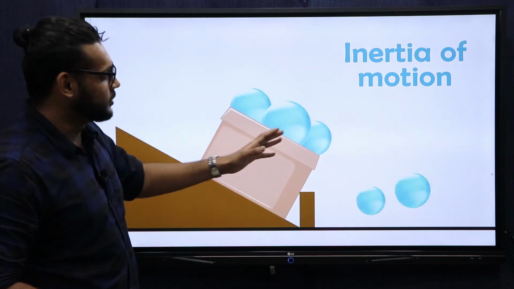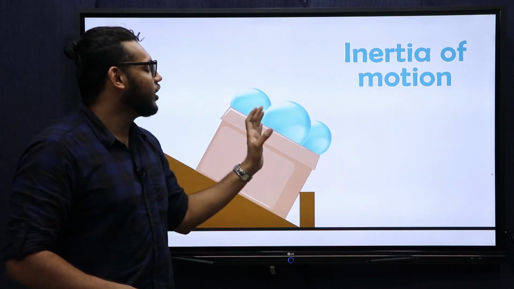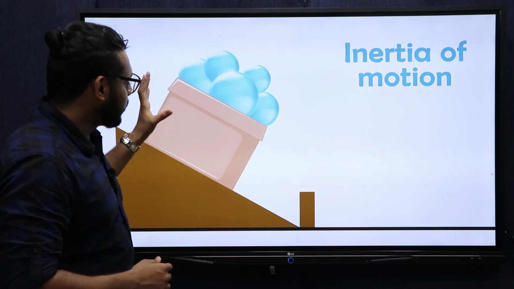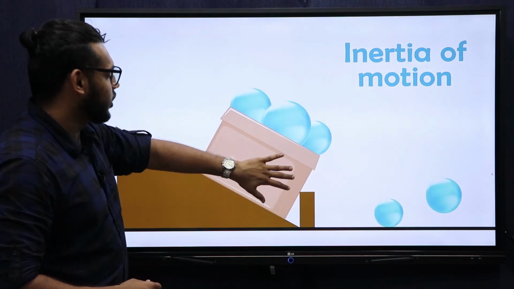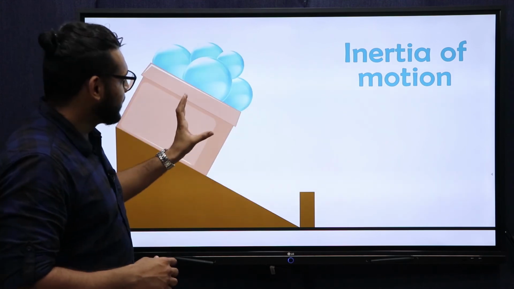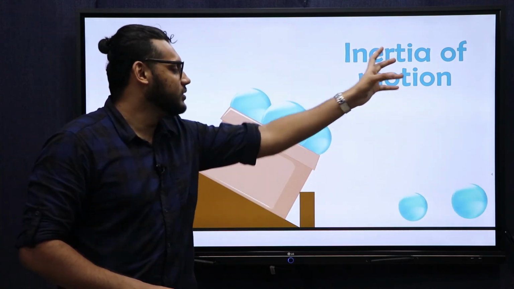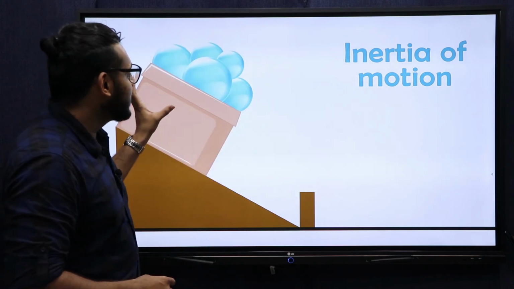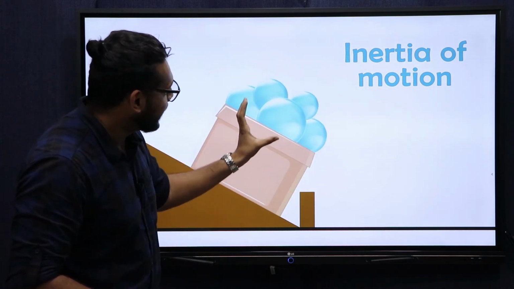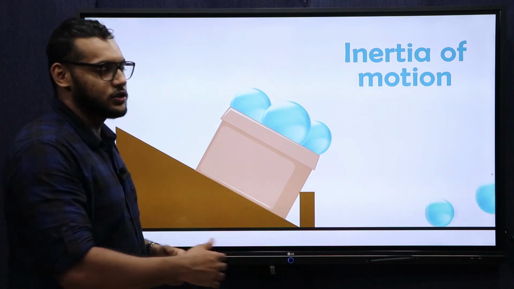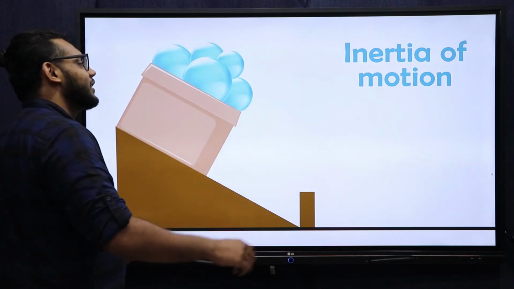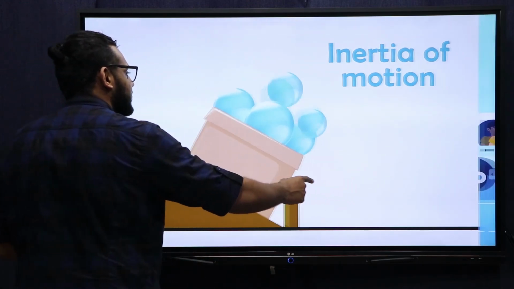Now this is due to the inertia of motion of these balls. Balls want to continue in motion. There's a sudden stop, the box stops, but the balls keep moving along that same direction and they keep bouncing and going away. So this is the tendency of objects to remain in motion unless they are stopped by an external force. So we've looked at both the inertia of motion and inertia of rest.